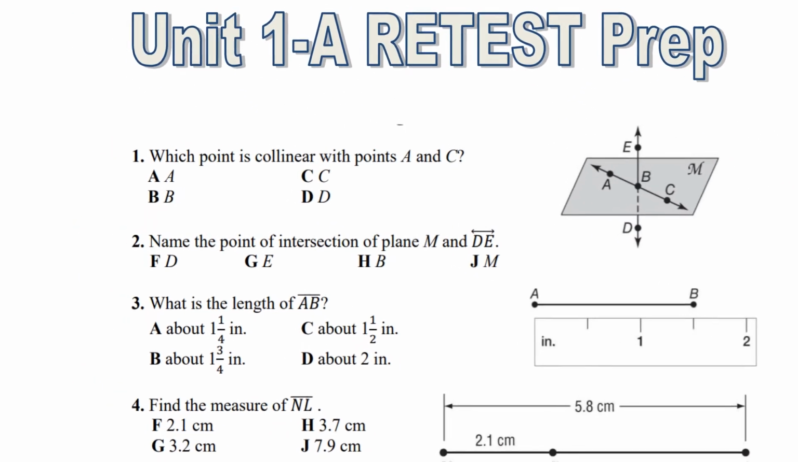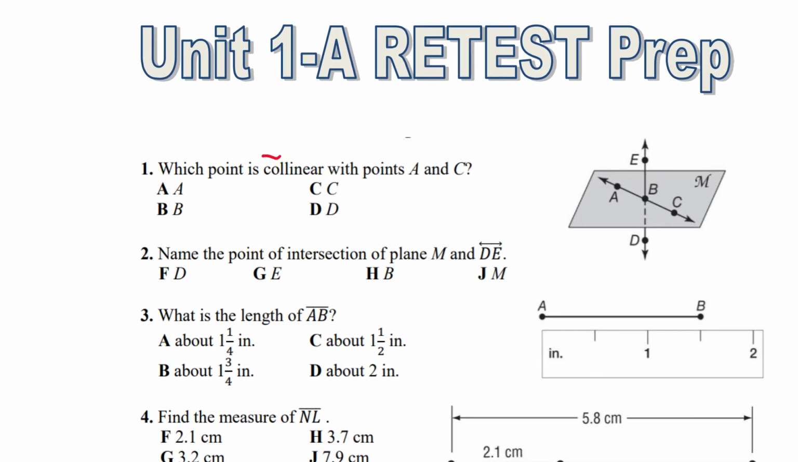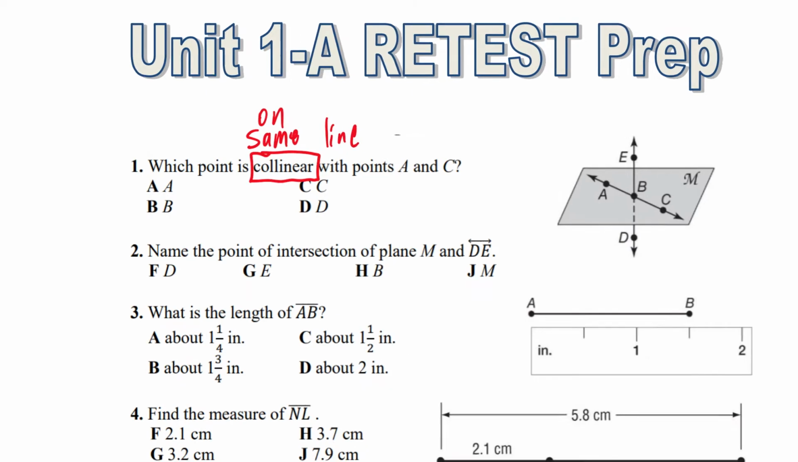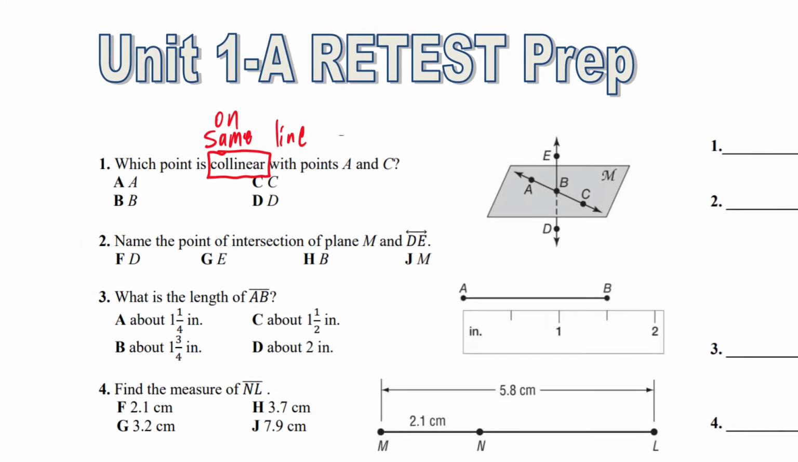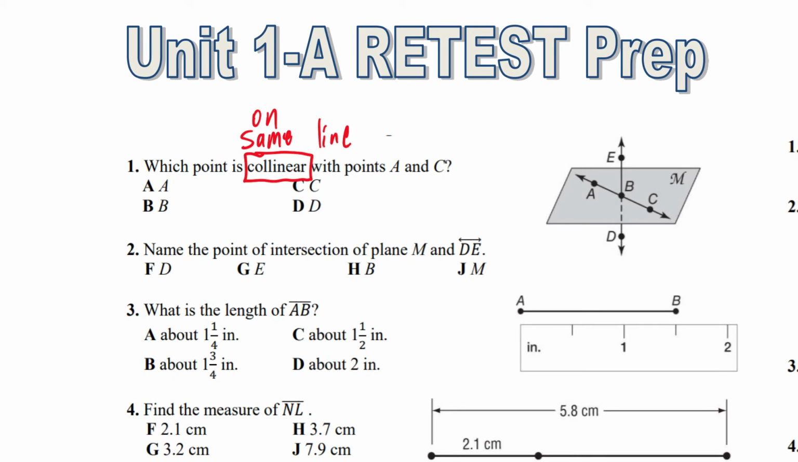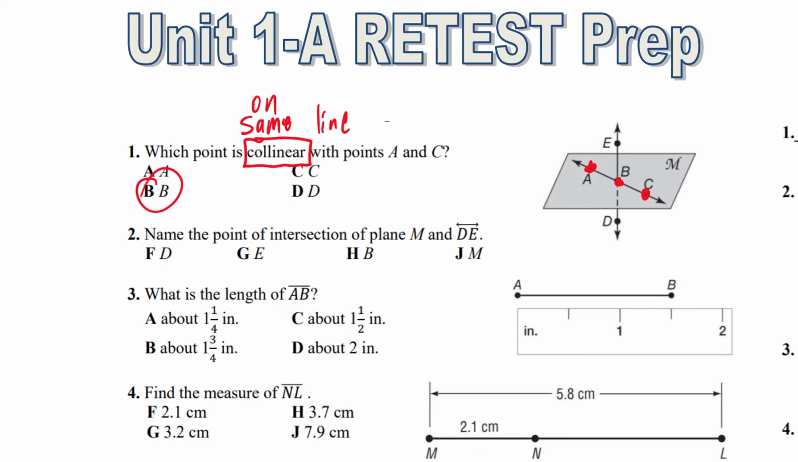Okay, so number one says, what point is collinear? So what does collinear mean? It means on the same line. So what point is on the same line with A and C? Is point B. Because here's A, here's C, and point B is on that same line.